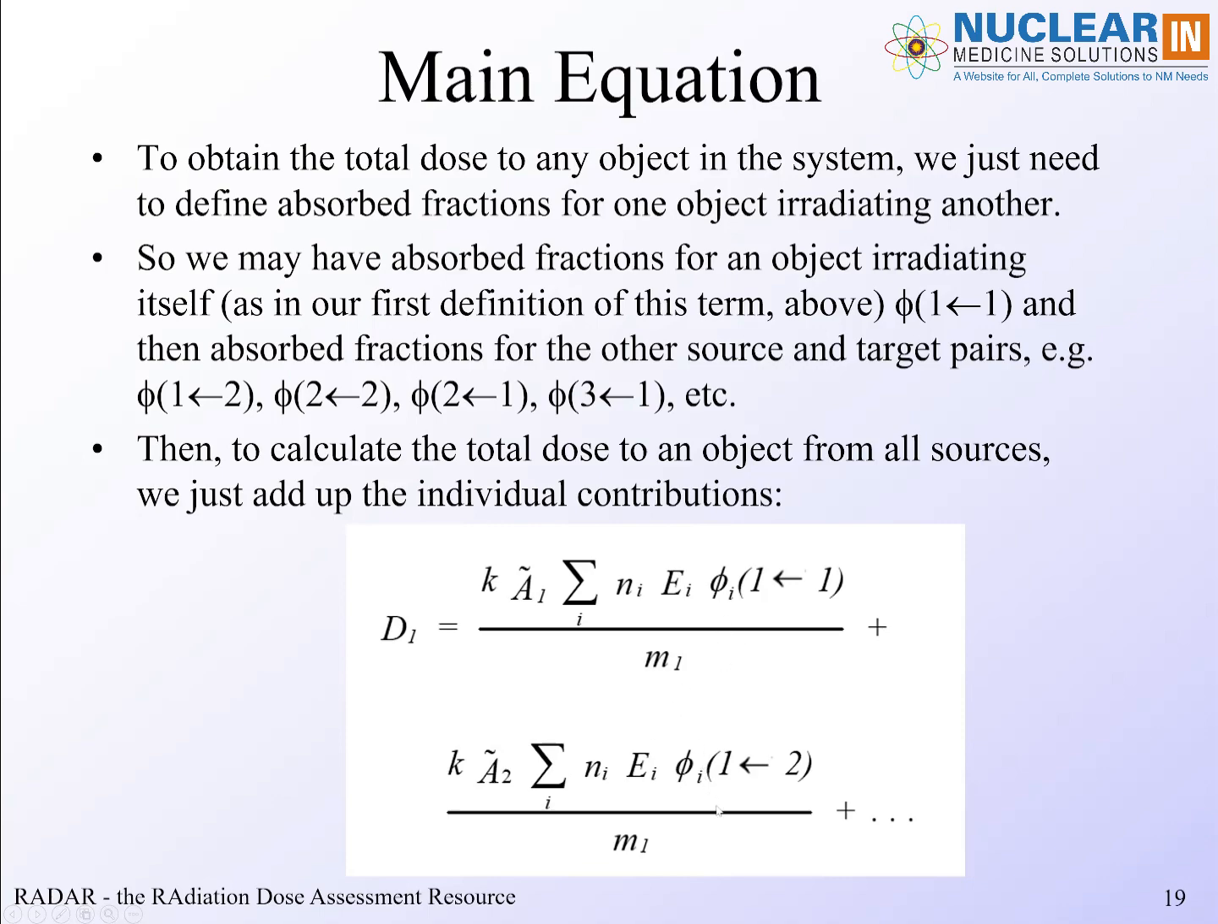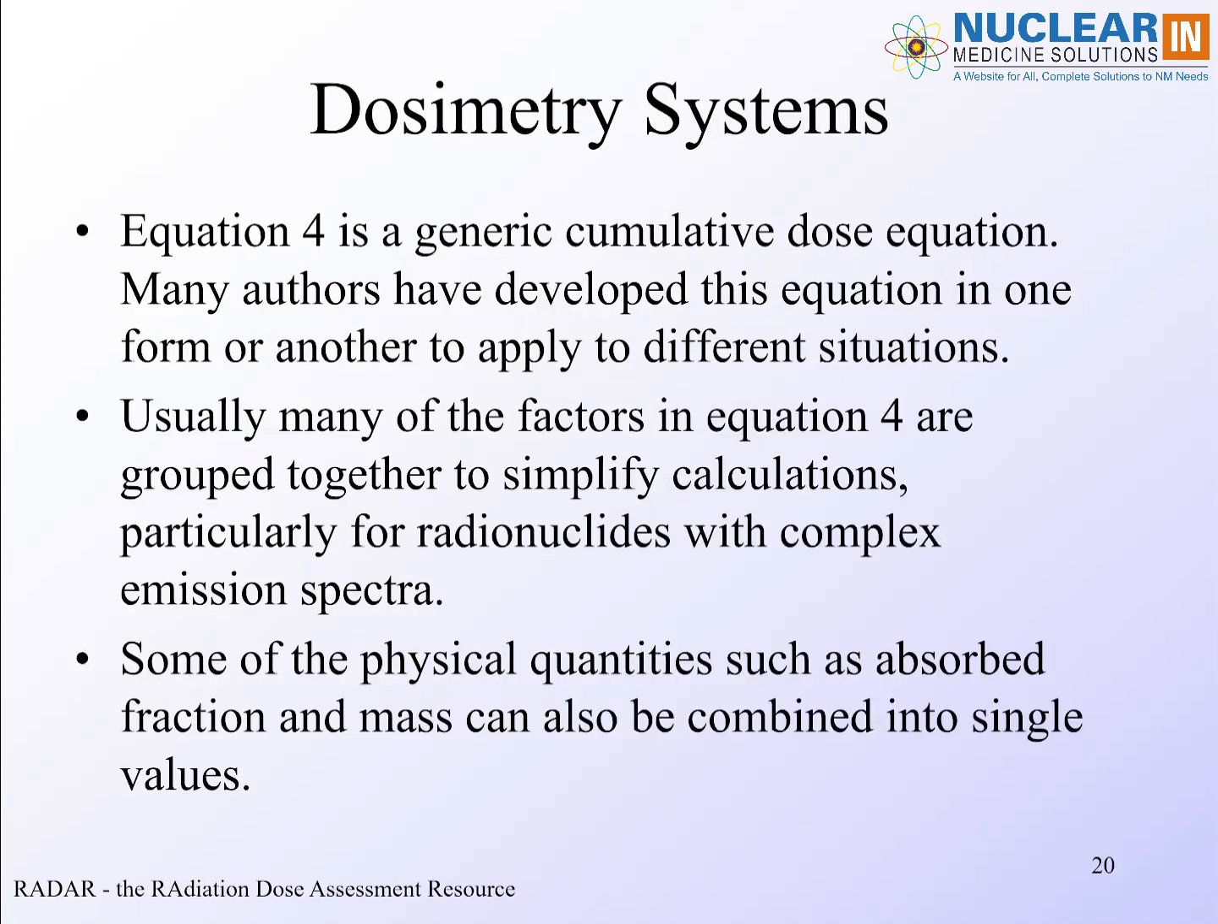And so you can see immediately that mathematically this is going to be difficult, and we're going to rely on computers to do this work for us. But you have to understand what's going on inside the computer program. And this is it. It's just that same equation over and over again, all the different contributions added up. So this is your generic cumulative dose equation. Again, if you understand that equation, you understand internal dosimetry.